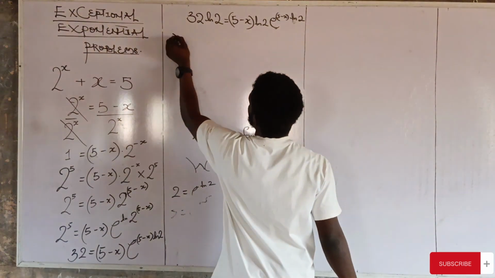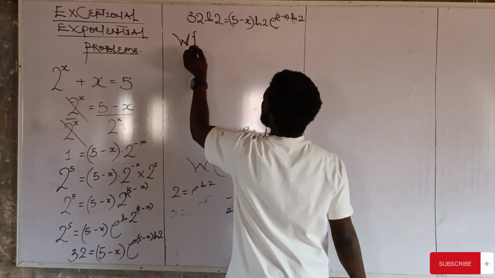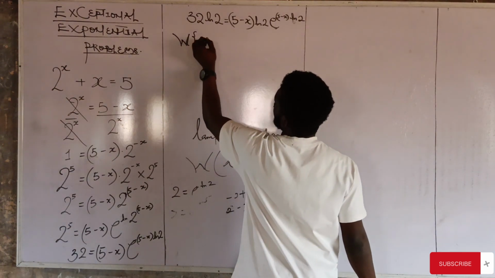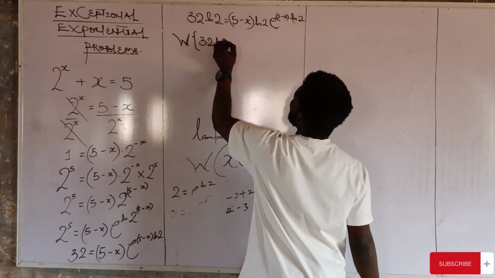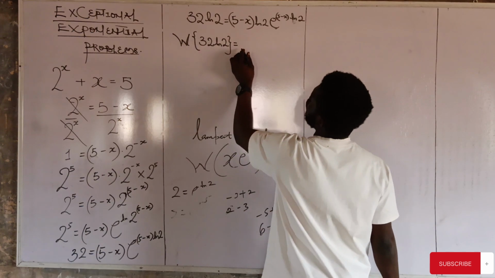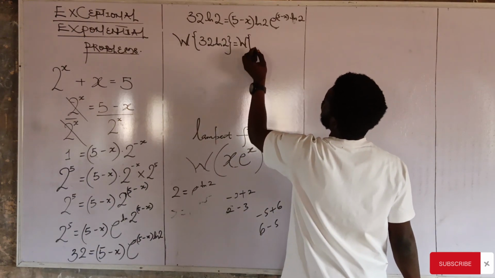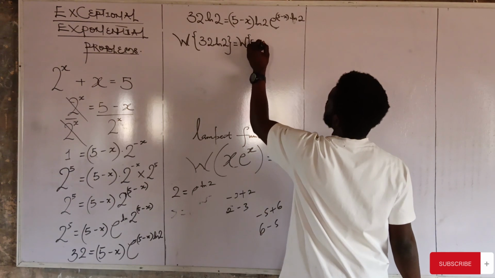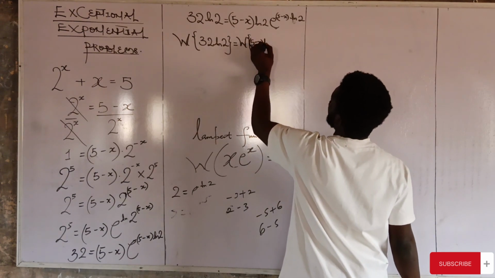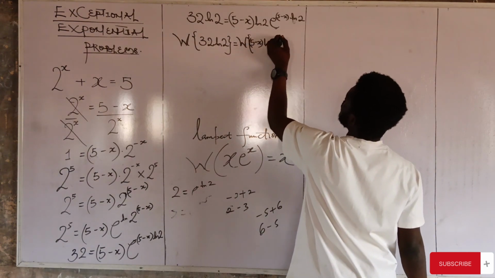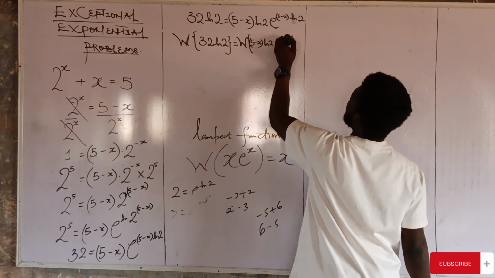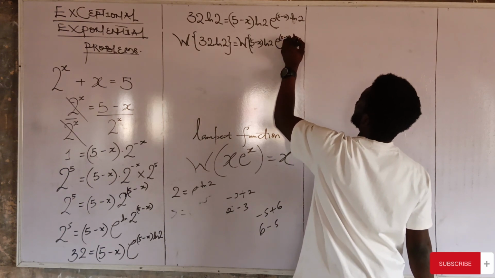So we have W, which is the symbol for Lambert function, 32 ln 2 equals to what? W again. Then we have 5 minus x ln 2 exponent of 5 minus x ln 2.